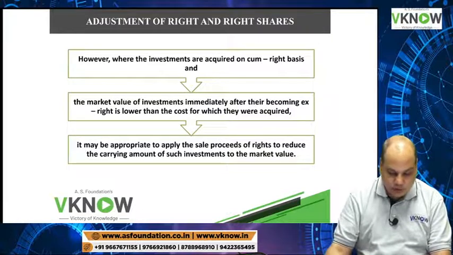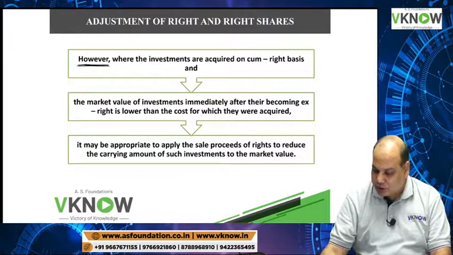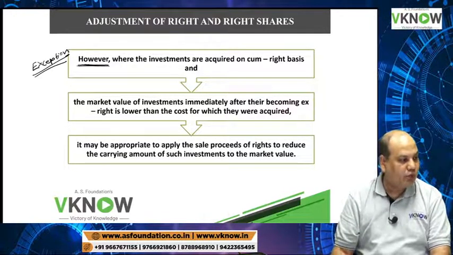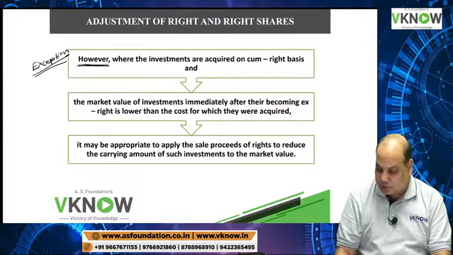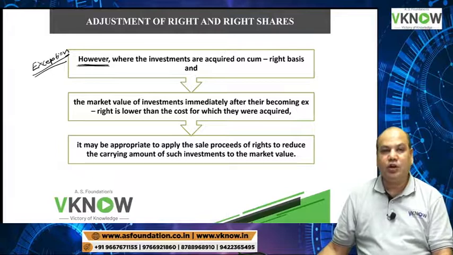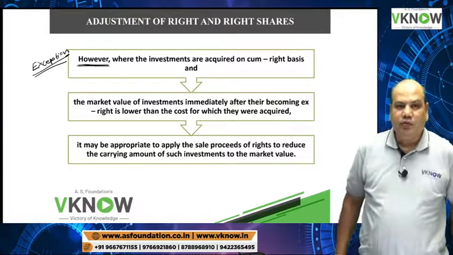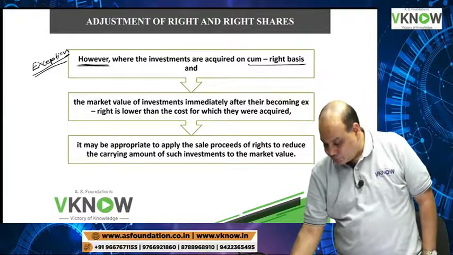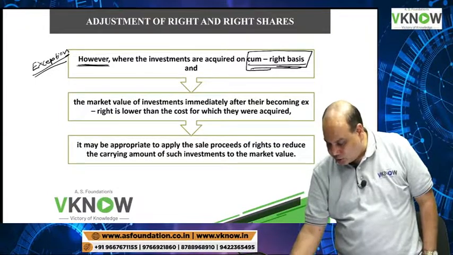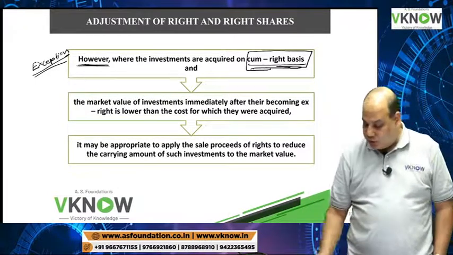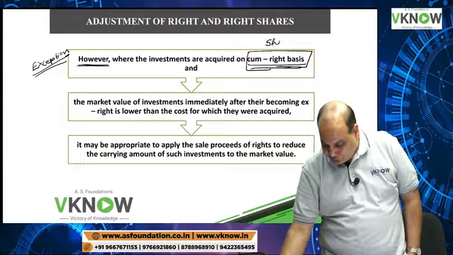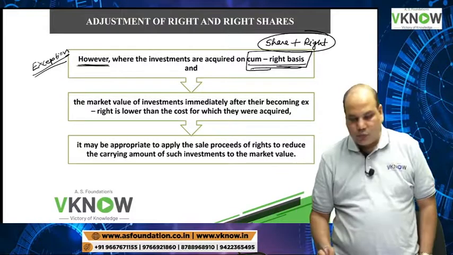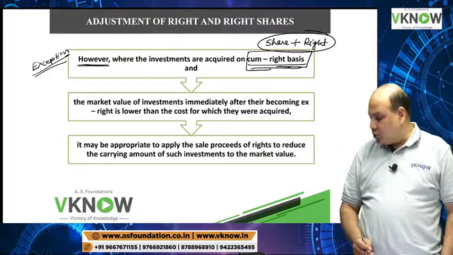Now the next line says, however, that means there is an exception. When will the sale proceeds of rights not be taken to the P&L account? The exception is where the investment is acquired on cum-right basis. Cum-right basis means you get a share plus you also get a right. You get a share and you also get a right.